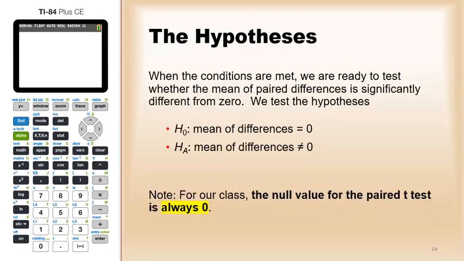When the conditions are met, we're ready to test whether the mean of paired differences is significantly different from 0. So we test the hypotheses that the mean is equal to 0 or the mean of the differences is not equal to 0. And while it could be some other value, for our class, the null value for any paired test will be 0.